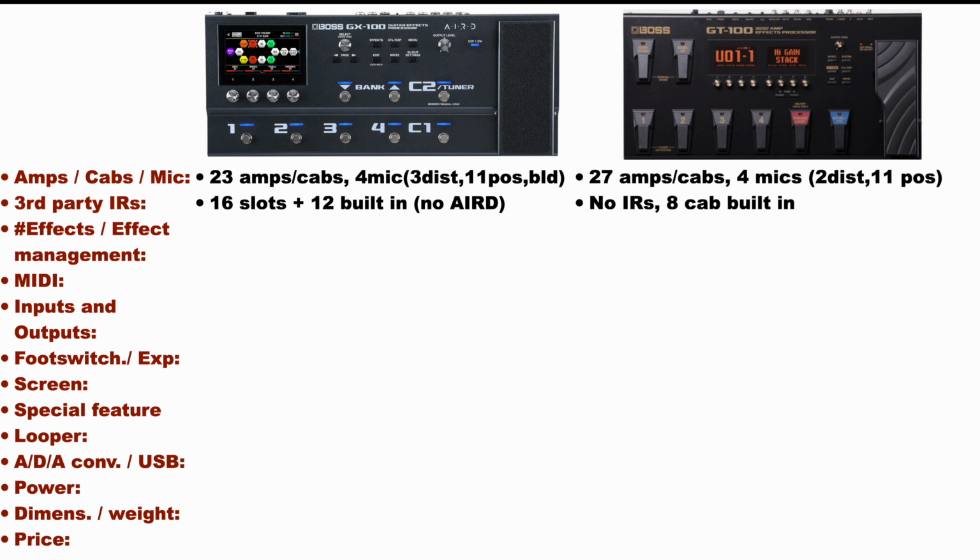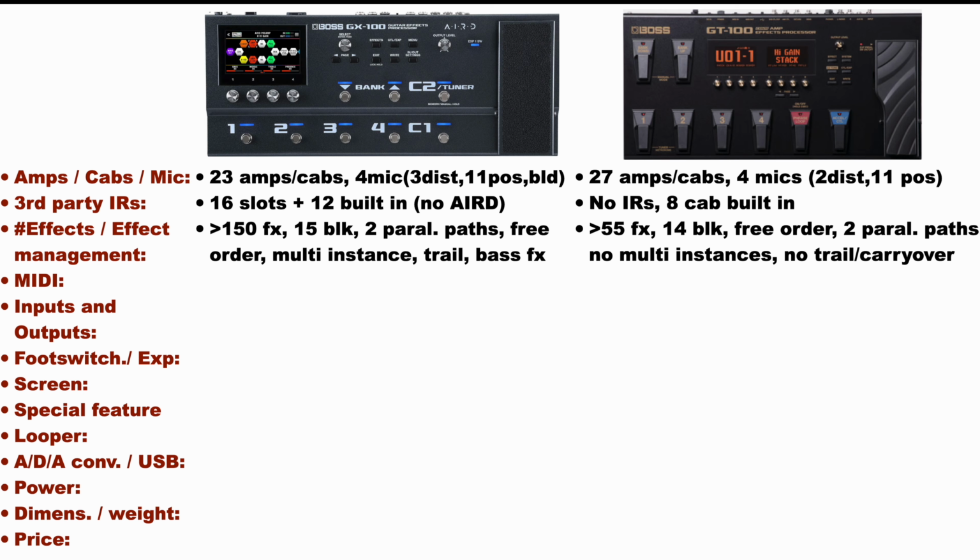Lastly, in the GX-100 you have a complete set of amps dedicated to the bass, also with a complete section of effects dedicated to the bass itself. These are pretty big differentiating factors in my opinion. Yes, the GT-100 has more amps, but the GX-100 has a whole new dimension of tweakability and versatility in my opinion. Let's now talk about effects and effects management.